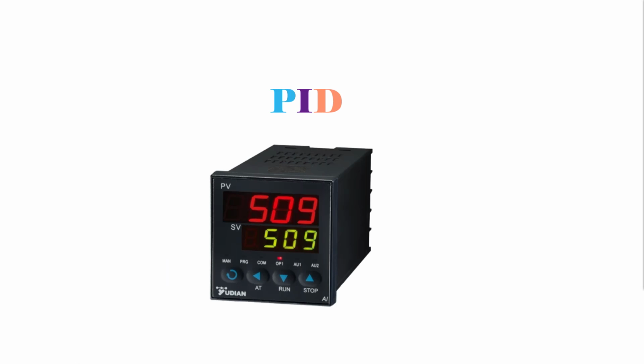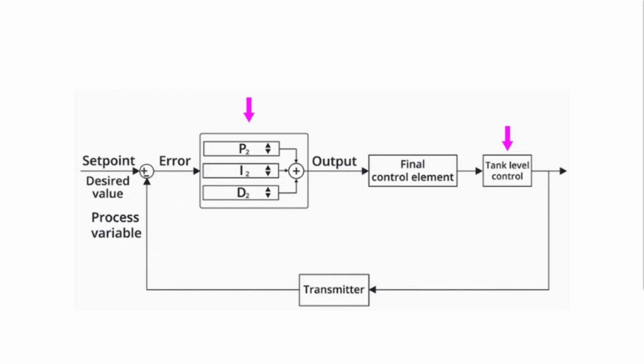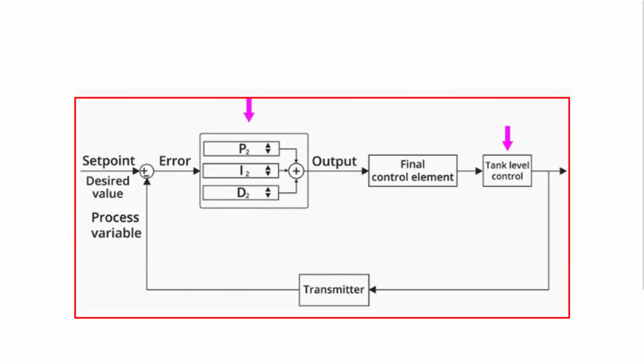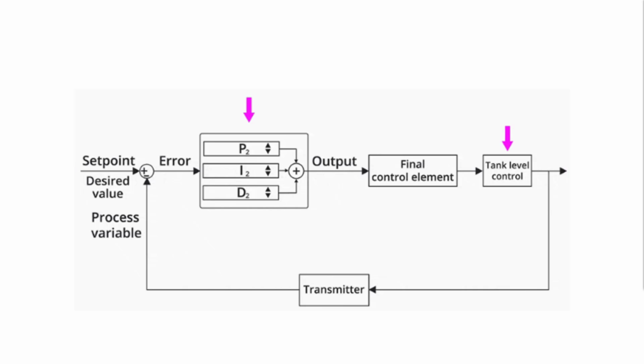A PID controller basically determines how much and how fast correction is applied. By using proportional, integral, and derivative action, each parameter contributes a unique signal, which are added together to create a controller output signal called the MV, which is the manipulated variable, CV, control variable, or what we term as the final control element.